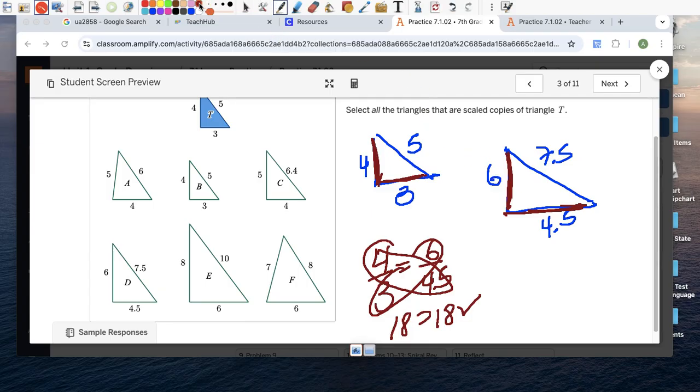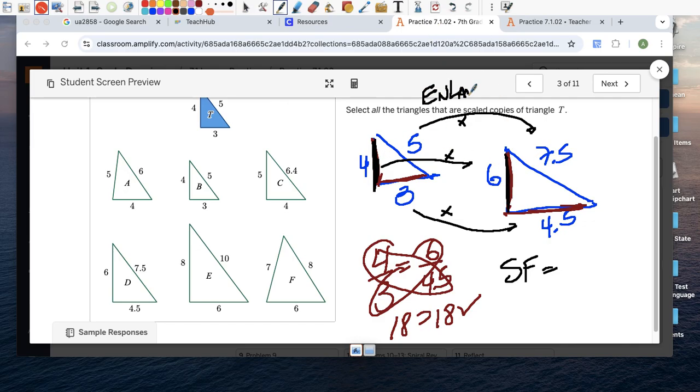Now, what if you wanted to find the scale factor itself? How did 4 become 6? 4 times what is 6? 5 times what is 7.5? And 3 times what is 4.5? What are we multiplying by? If I asked you for a scale factor, pick a side and let's just stick to 4 and 6. Is it a reduction or enlargement? It's an enlargement. So let's use the corresponding 4 and 6. It's going to be big over small.